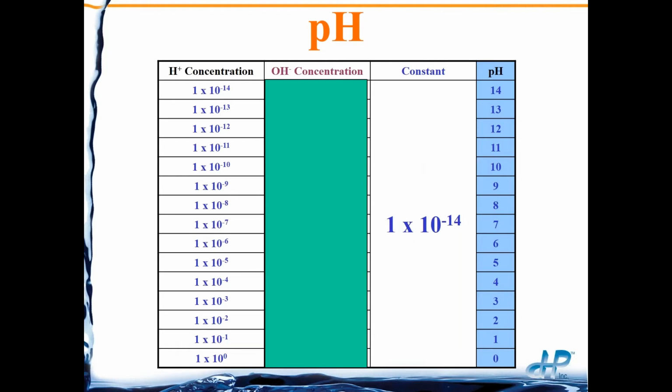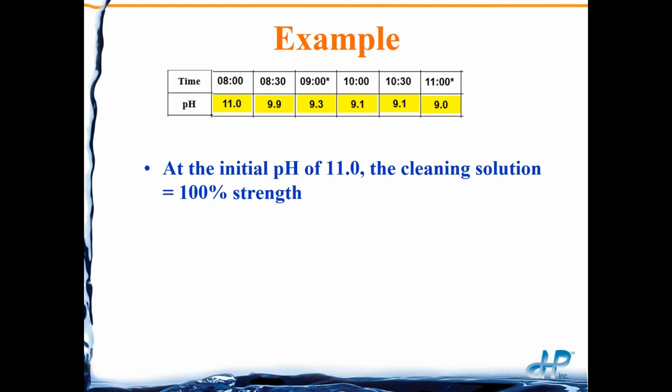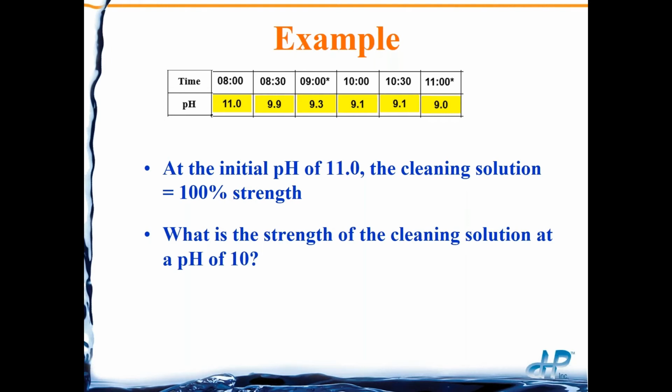We saw the hydrogen ion concentration in moles per liter and also the hydroxide, but we won't talk about that today. And then on the far right, we see the pH scale going from 0 to 14. So every pH change is a 10-fold change in hydrogen ion concentration. So if we started out with a pH of 11, we would call that our new solution, that's our 100% strength. What's the strength of the cleaning solution when we hit a pH of 10? Well, again, it's logarithmic, so we only have 10% of our cleaning solution left.